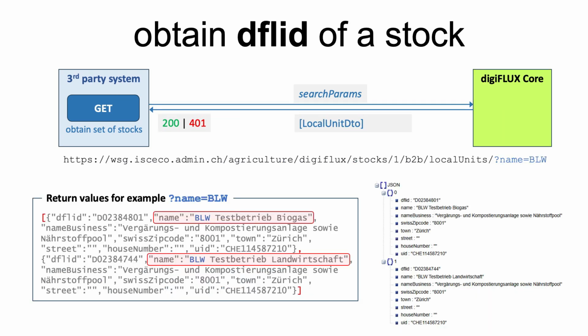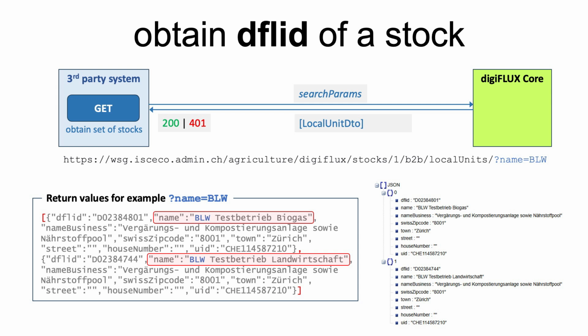There's also a set of API services which are not about shipments but about stocks. And one which you will need to use in the context of submitting shipments is the one to get the details of a specific stock. And that's mainly for one specific reason. Normally, you want to identify the recipient of a shipment with their technical ID that is used within digiFLUX. And that's this DFLID, which stands for digiFLUX Local Unit ID. Normally, you should be able to obtain a DFLID for any stock, i.e. for any delivery address of any of your customers through this service.